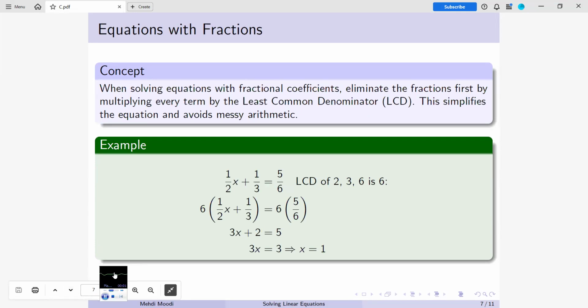Fractions slow everything down, so we call in the LCD, the legendary crusher of denominators. When LCD enters the scene, all fractions get obliterated. Multiply every term by it and boom, your equation transforms into something clean and fraction-free. LCD is the monster truck that crushes fractions, flattens obstacles, and leaves nothing but solvable terrain behind.